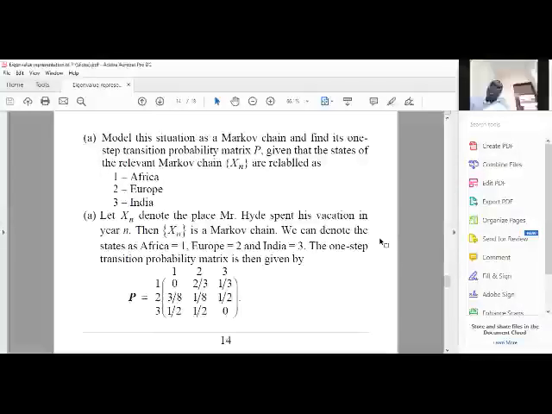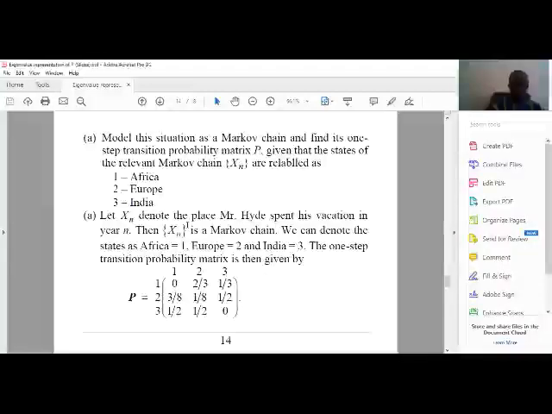Okay. It says, in his yearly vacation, Mr. Hyde selects one of three places, Africa, Europe, and India, using. Please wait. So we denote Africa with one, because we are going to model it as a Markov chain, you have to denote it with values. So we denote Africa as 1, Europe as 2, then India as 3. Have you seen it? And always Mr. Hyde, in his vacation, he always spends his vacation in one of these three locations. Have you seen it? Great.